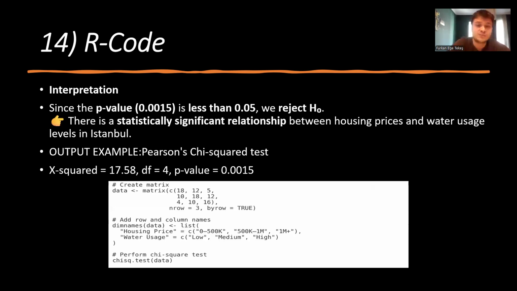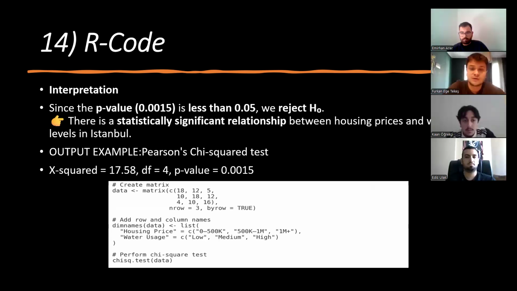R code. Since the p-value 0.0015 is less than 0.05, we reject H0. There is a statistically significant relationship between housing prices and water usage levels in Istanbul. This is the output example, as you see.